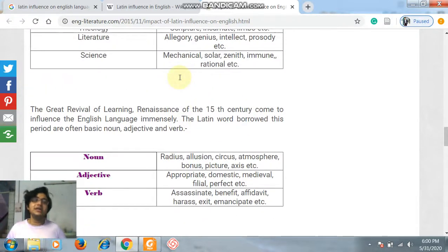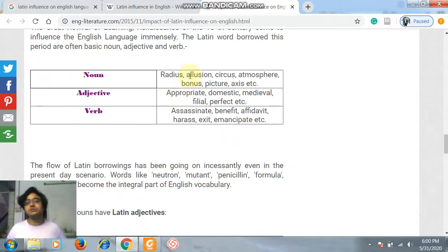In science, mechanical, solar, zenith, immune, rational, these are Latin words.